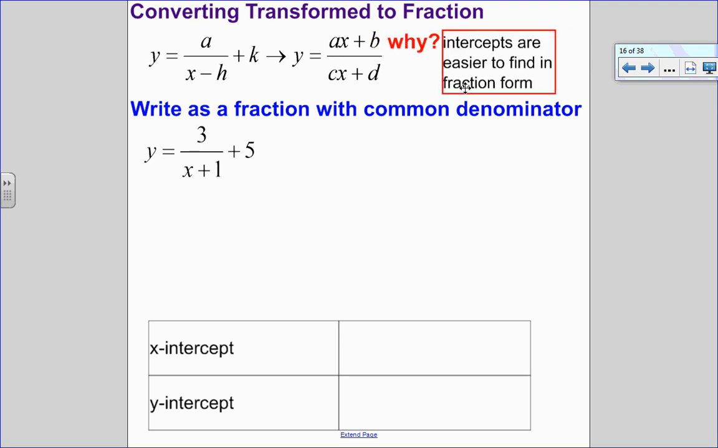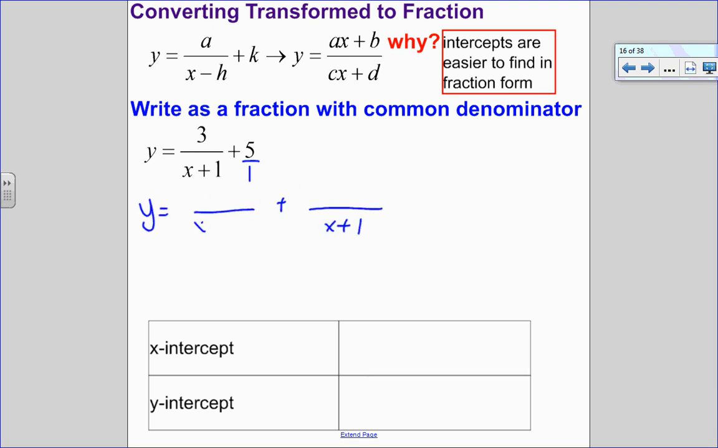Okay, so I want to look at how do we convert from transformed form to fraction form. Now you might ask yourself why on earth you would ever want to do that. The reason is, in fraction form, the intercepts are much easier to see. So let's practice this. I want to take this transformed form and write it in fraction form. So I'm going to do that with a common denominator. So this is over 1.